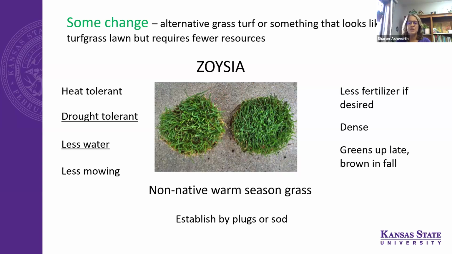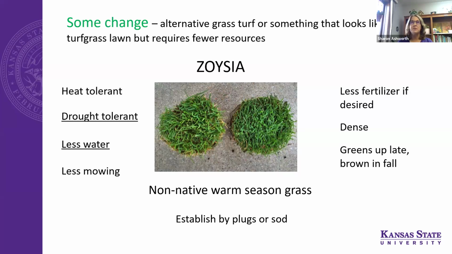Once you get it established and you've got it to the condition you like, you may have to add fertilizer every so often, but it's much less than a tall fescue lawn. It's a dense grass. The downside to these warm season grasses, the thing that people don't like, is the aesthetics. It greens up later than your fescue grasses, and it's brown in the fall. But if you can get over that aesthetic adjustment, this is an excellent choice, especially for those central Kansas, further west, dry areas: zoysia.